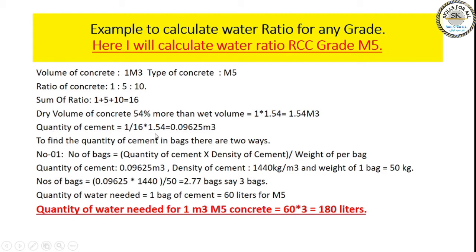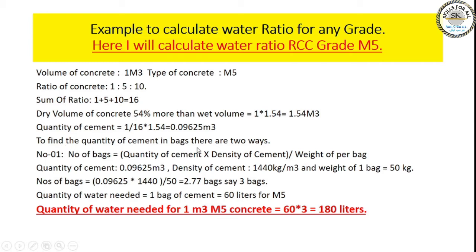Quantity of cement, how much quantity of cement? Because cement and water will be in proportion. How do we calculate it? 1 is the ratio of cement, 16 is the sum of ratio, so 1 divided by 16, multiplied by 1.54, this is our quantity of concrete. When we multiply these, we get the answer 0.09625 meter cube. Here, to find the quantity, I use only one procedure, but I'll tell you another procedure also.